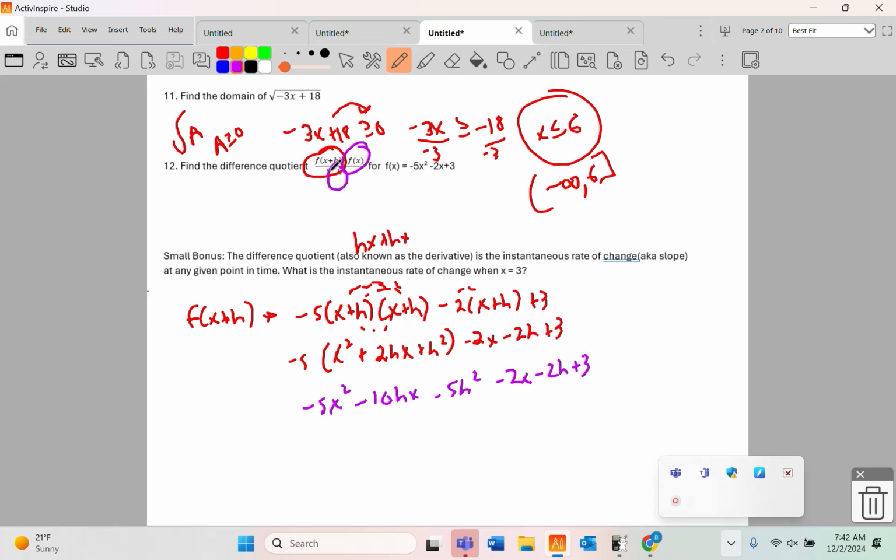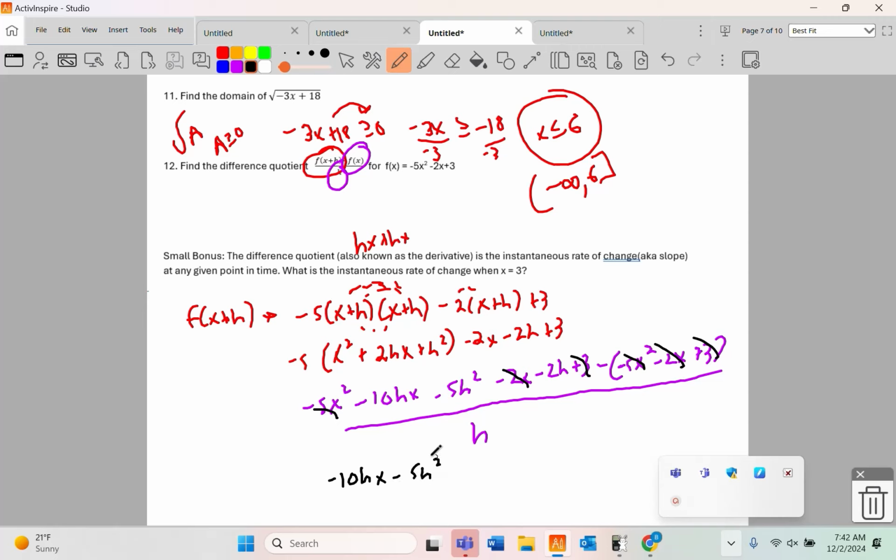Now I'm going to insert the rest of this thing. Take away f of x. So take away all of that. Notice I used a parentheses. And it's all sitting pretty over that h. Now look for cancellations, because there are a lot of cancellations. You have a negative 5x squared, and negative times a negative is positive, so gone, gone. You have a negative 2x, but it's going to be made positive by that. Gone, gone. These pieces always cancel. 3, take away 3, gone, gone. We have negative 10hx minus 5h squared minus 2h, all sitting pretty over an h.